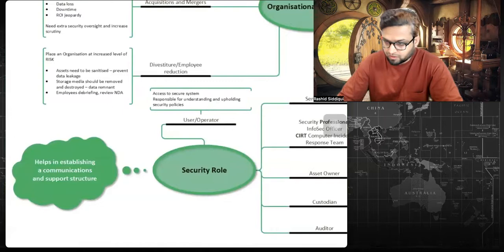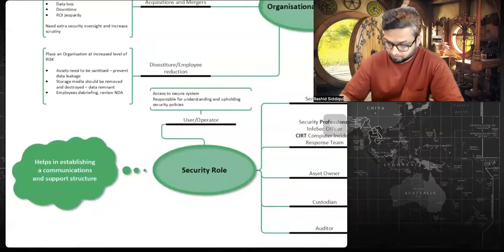On one end, the most common role we see is the user role or operator role, which is basically the access users want. They access the secure system. They are responsible for understanding and upholding security policies, right? So it's a shared responsibility. You can't exclude a user from the security role. They also bear the security responsibility to some degree, to some extent.